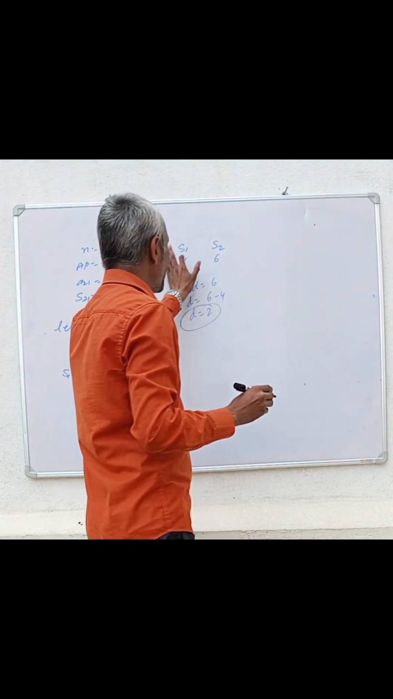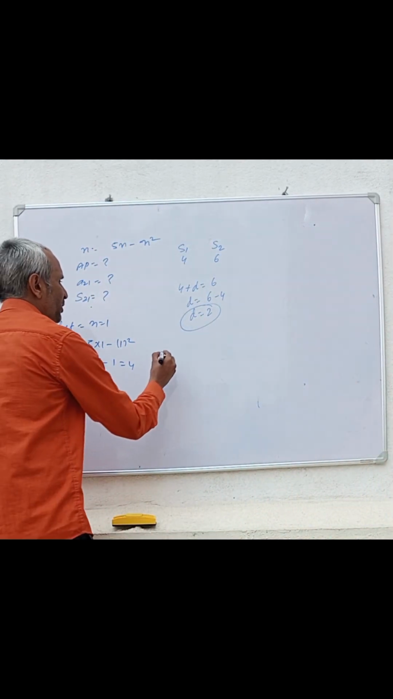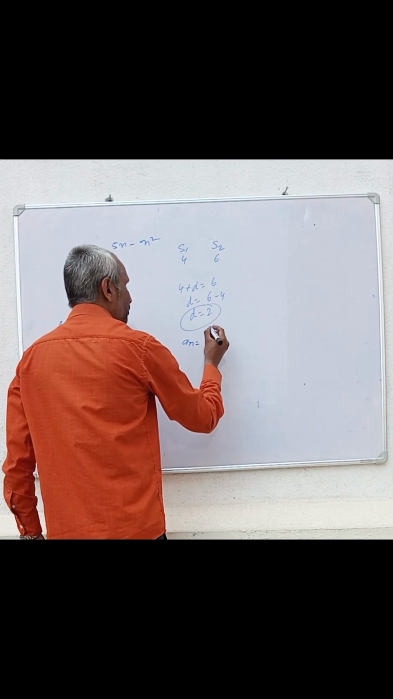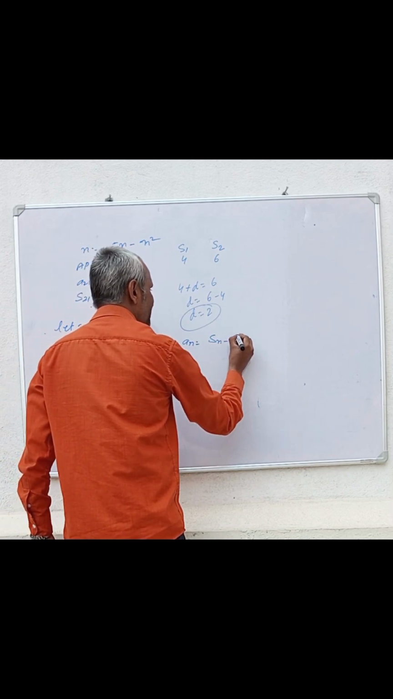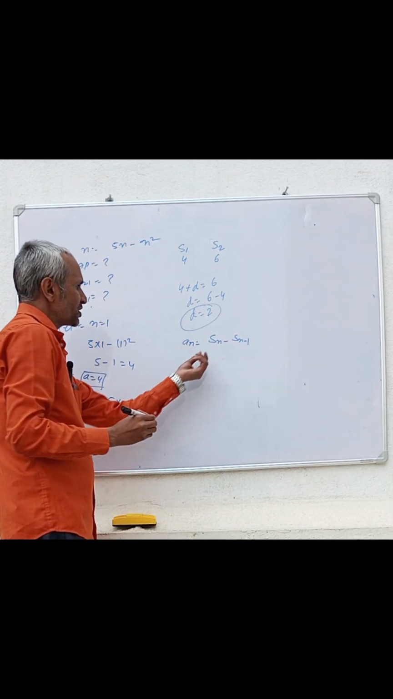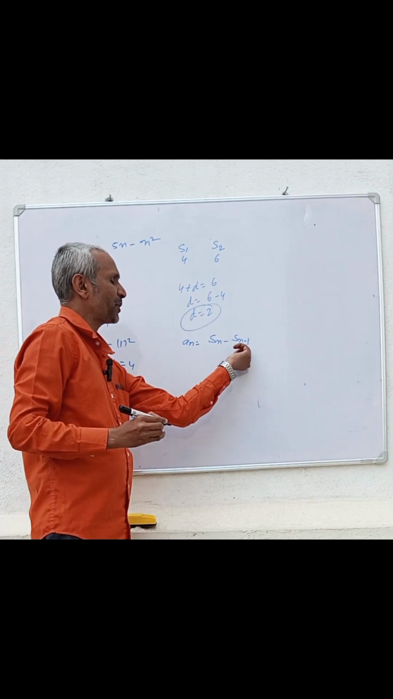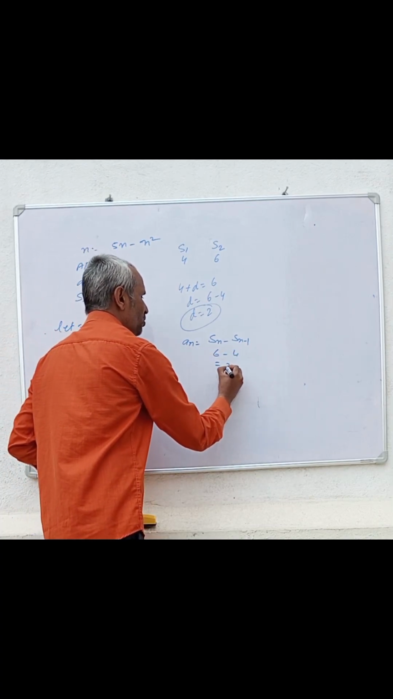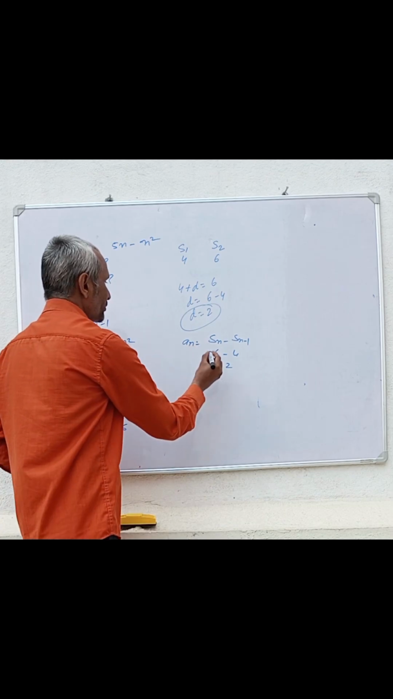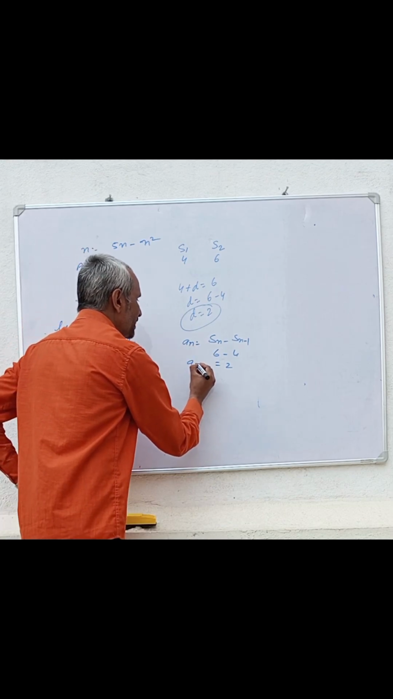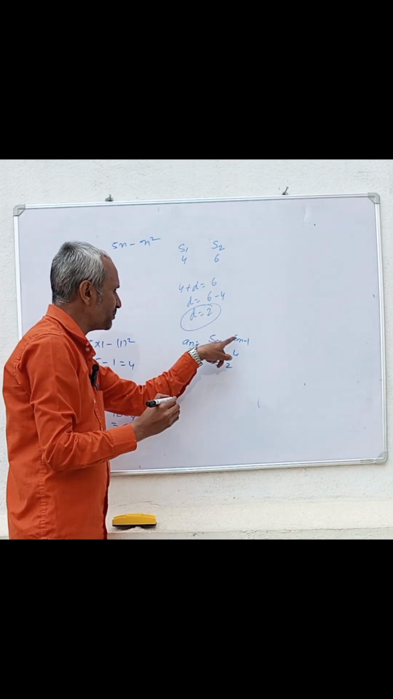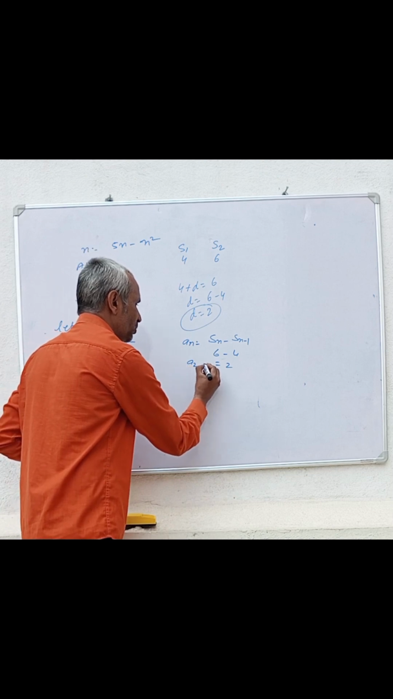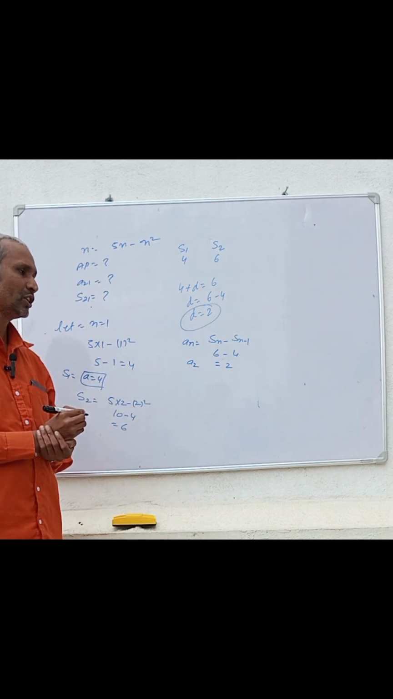Like that, this is S1, S2 we found. Another formula is that An is equal to Sn minus Sn minus 1, means succeeding term minus preceding term. It is 6 minus 4 is equal to 2. Okay, so that is the An, which is the second term, second minus first. So second term A2, we got 2.